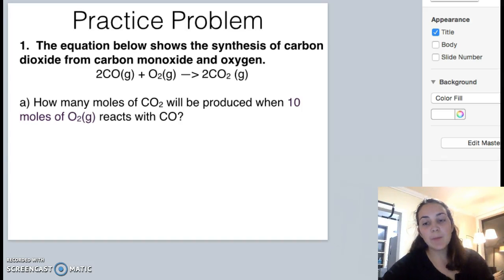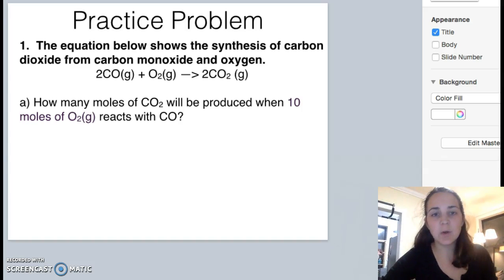All right, so in this problem, we're going to be using molar conversions in order to convert from moles of one chemical to moles of another chemical within a reaction. In the reaction that we're looking at here, we're reacting carbon monoxide and oxygen together in order to make carbon dioxide.